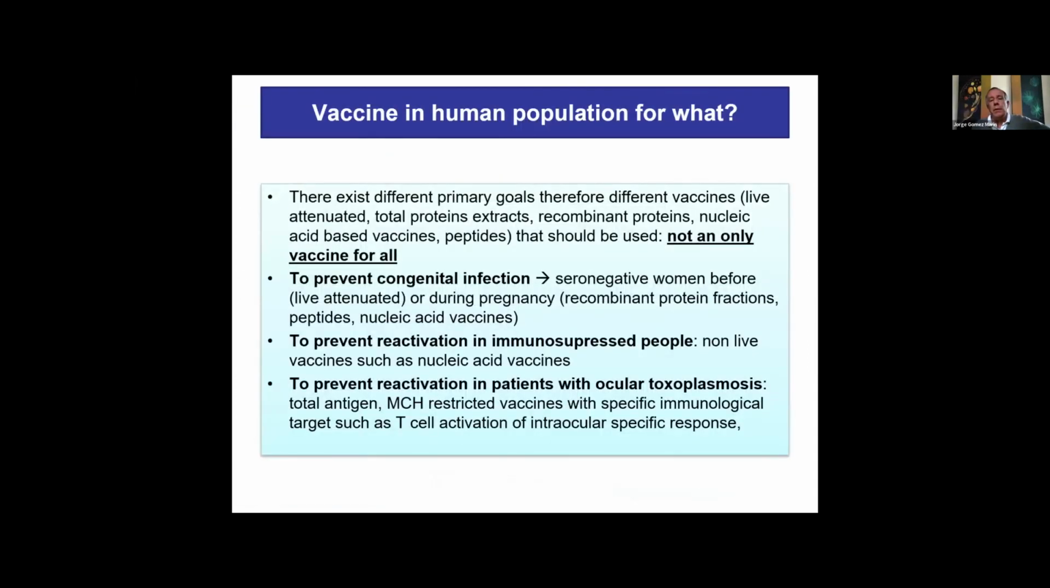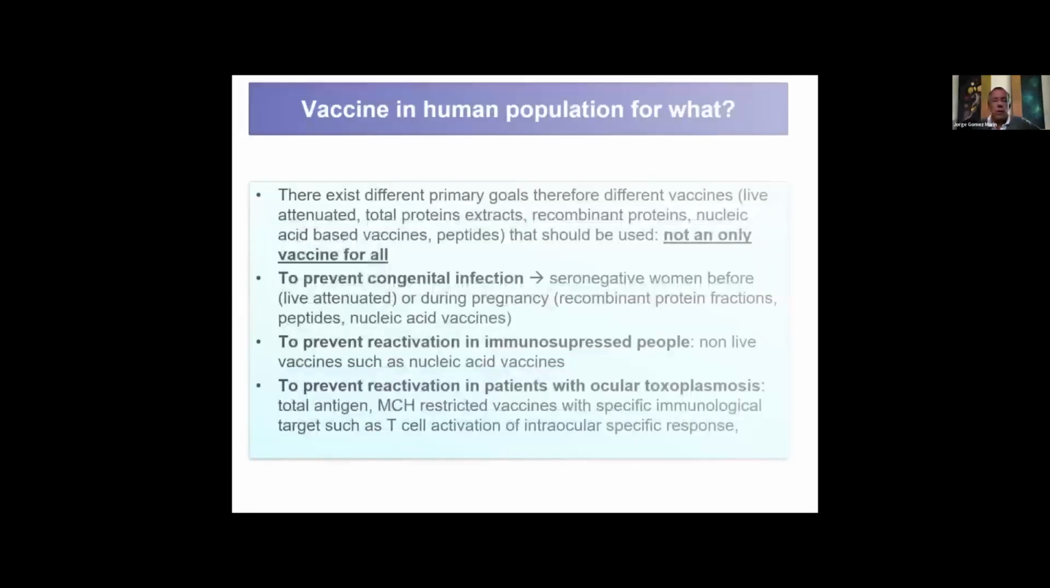Also it's important to think that maybe we do not need only one vaccine, because we will need many vaccines. To prevent congenital infection in seronegative women, we can use live attenuated, but during pregnancy, recombinant protein fractions and nucleic acid vaccines should be preferred. The same in immunosuppressed people, but also one of the major goals we have is to find how to induce prevention of the reactivation in patients with ocular toxoplasmosis.